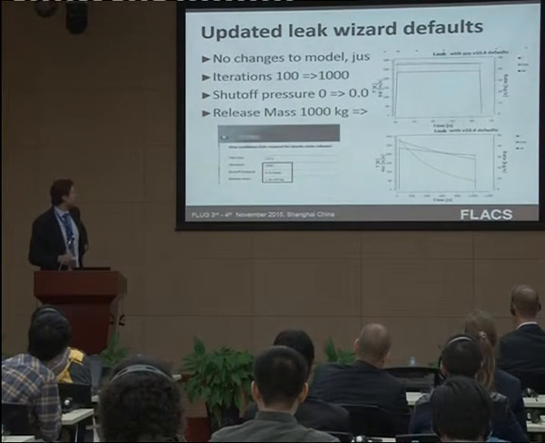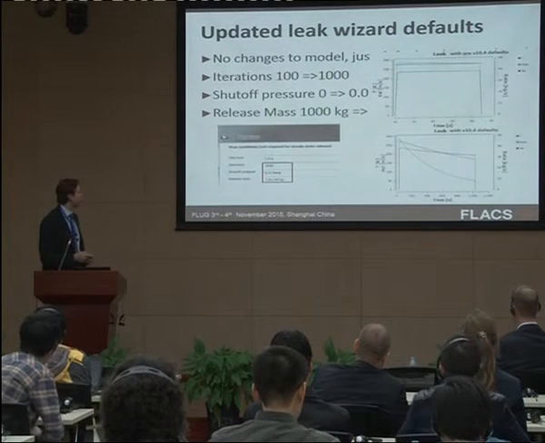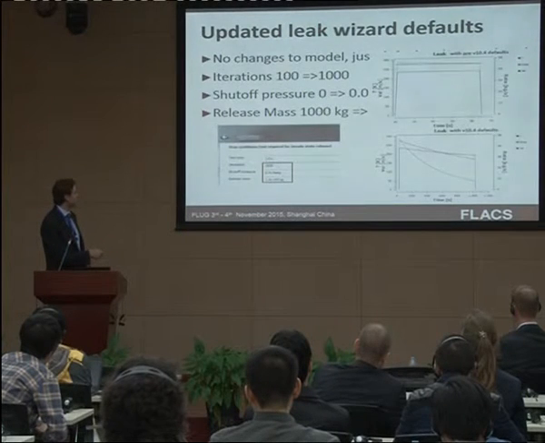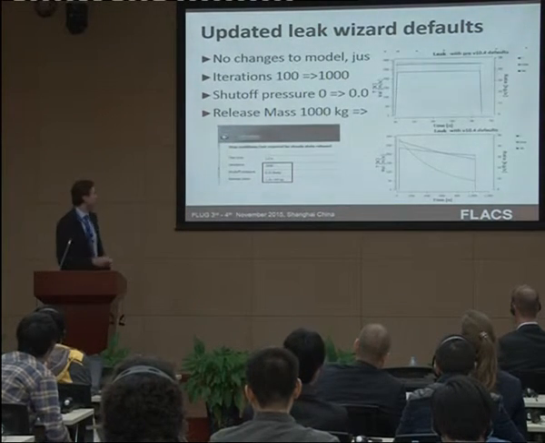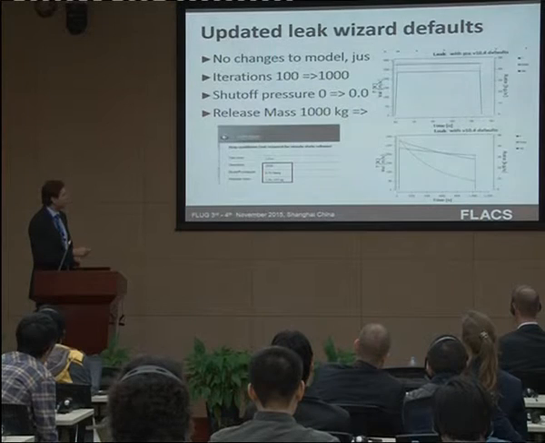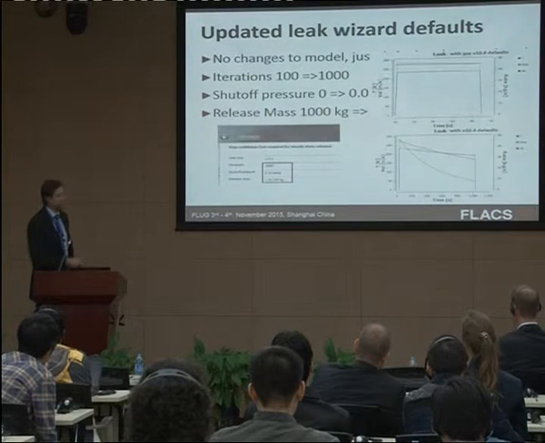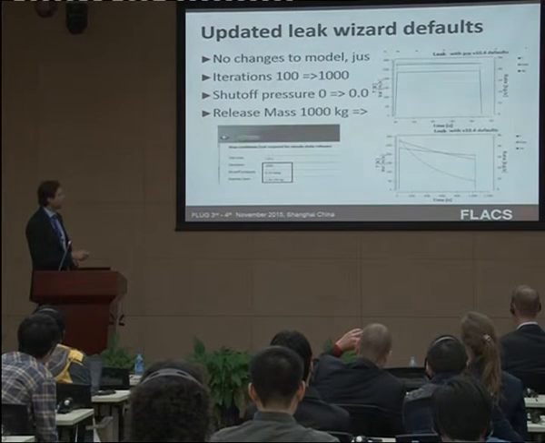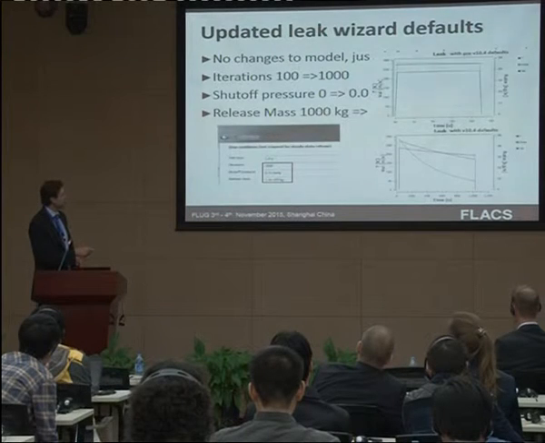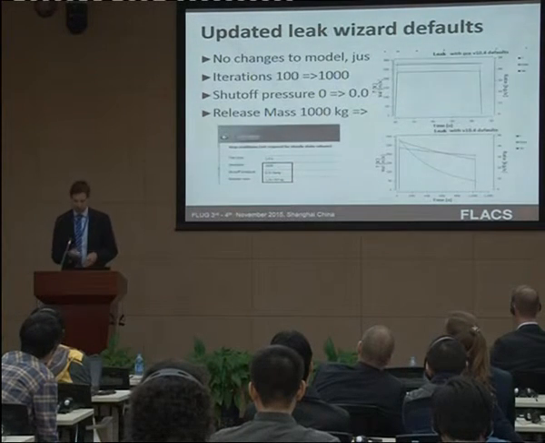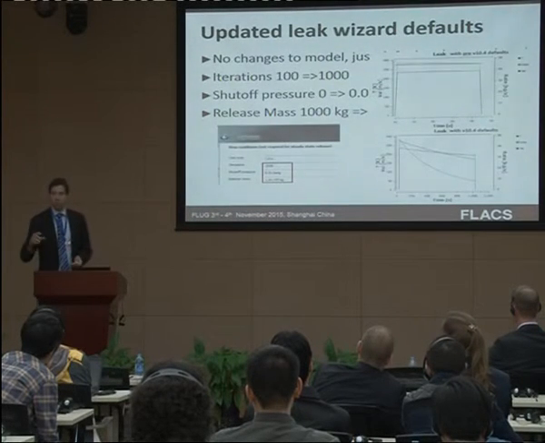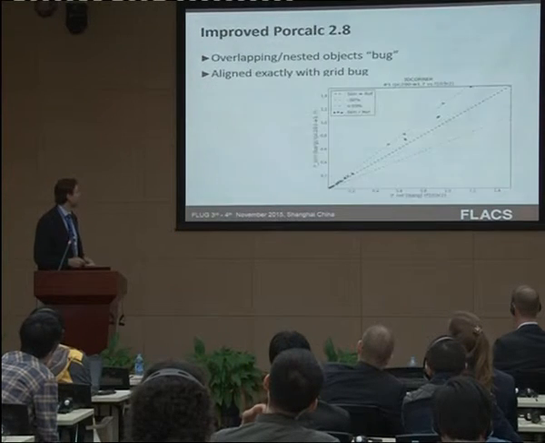We've also made a minor tweak to the default setting in the leak wizard. This doesn't change the modeling at all, it's just a change of defaults. And these are the new defaults. Especially in cases where you want to have very long releases, for example 1,000 seconds, before it would cut it off here, and now it just models it like this. Before, if you changed this manually, you could get the same, but the defaults are now a bit more robust. So it doesn't change the actual modeling in FLACS, just the time-dependent leak input.